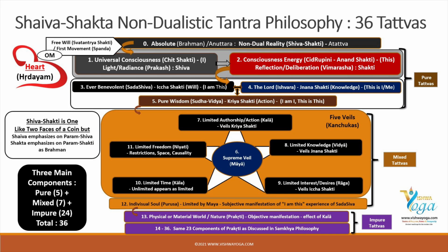So these 36 tattvas are the foundation of Shiva Shakti Tantra philosophy. Generally, most teachers stop here, but I will go a little further in the coming video to cover some key philosophical terms and concepts used in the Shakta tradition and the importance of mantra and yantra in the Tantric tradition.